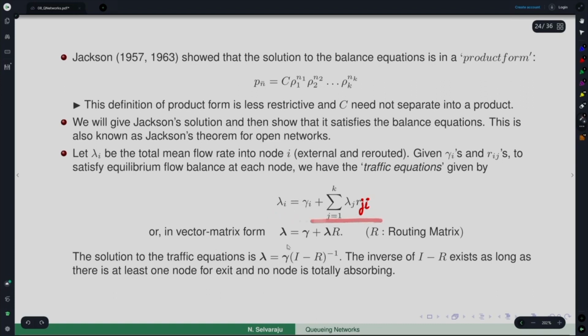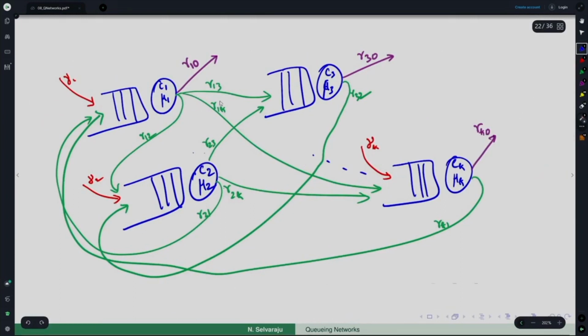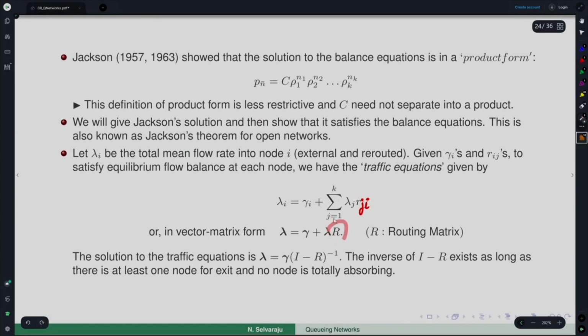Now, if you write this in matrix vector form, it is lambda equal to gamma plus lambda times R, and this R is what is called the routing matrix, which tells you from where to where the flow will happen. For example, in this particular case, like R11, there is no self feedback here, but R11, R12, R13, R14, R1k, R10 all put together is probability 1. So the movement between the nodes is given by this routing matrix R. The routing matrix gives the probability of moving from one node to the other node at the end of service completion.